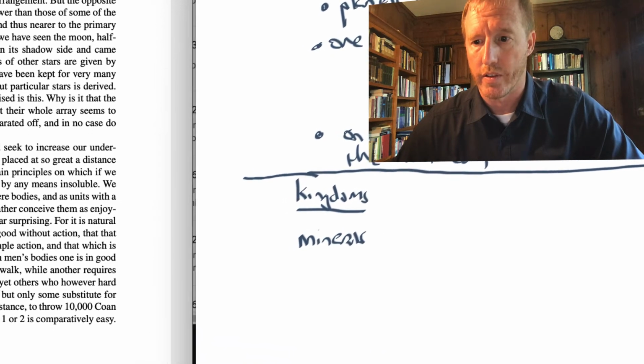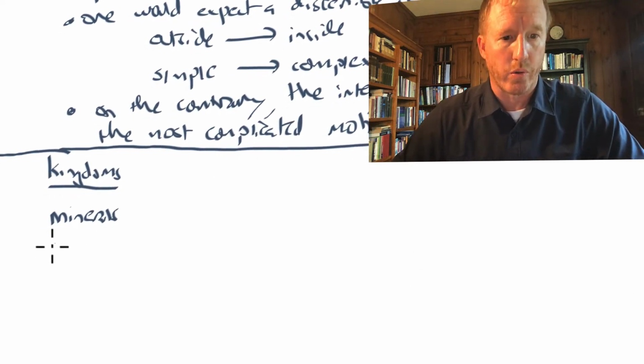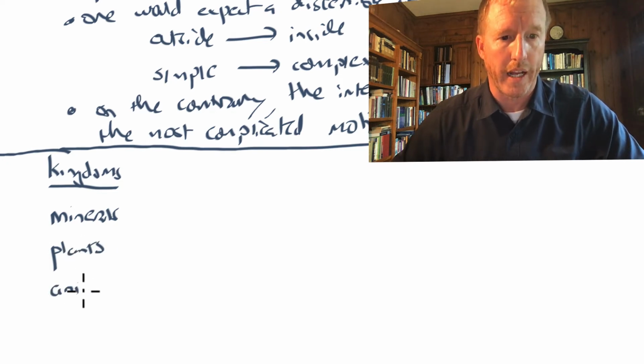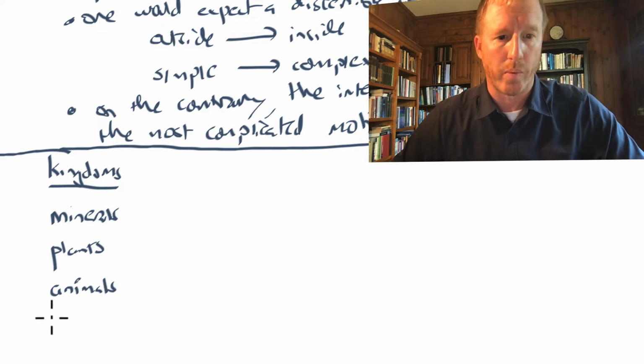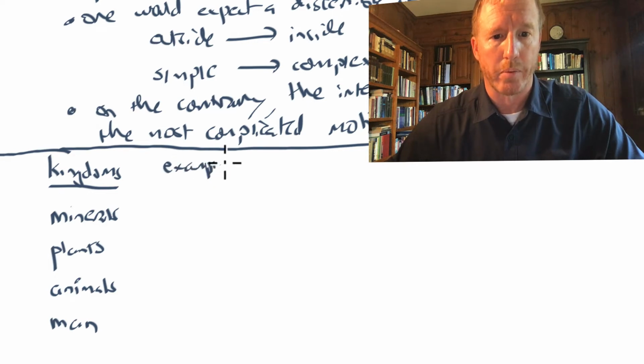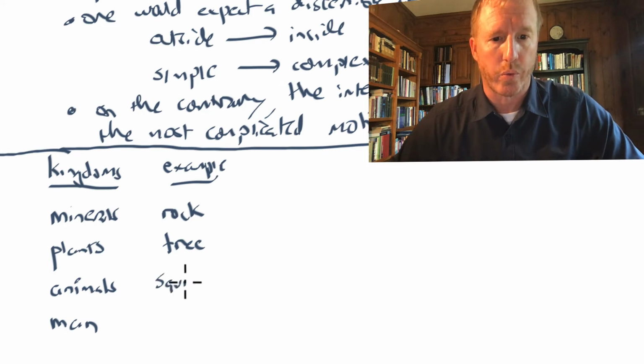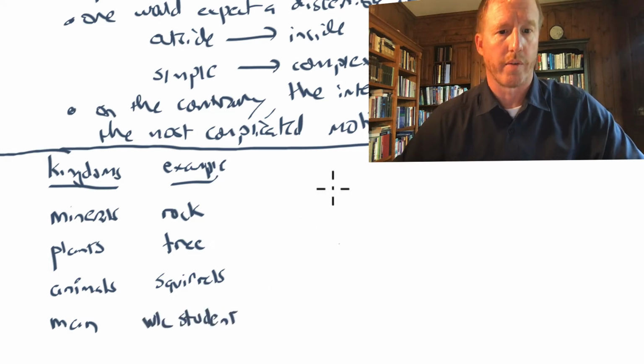Okay, let me get rid of this right here. Okay, so you have minerals or rocks. The next kingdom might be things like plants. The next one might be animals. And the next one would be people or just man generally. Okay, so examples of these. Here would be an example of this lowest level, mineral, might be a rock. Okay, what about a plant? Well, an example of that might be a tree. Okay, an animal, I like this one. Let's talk about squirrels. Okay, and a man, a person, maybe a WLC student, Wisconsin Lutheran College student taking an astronomy class.